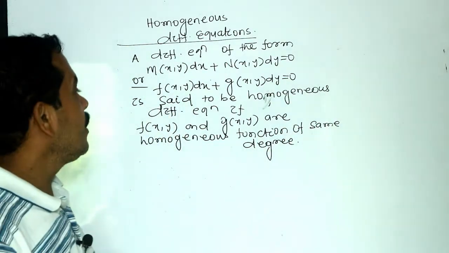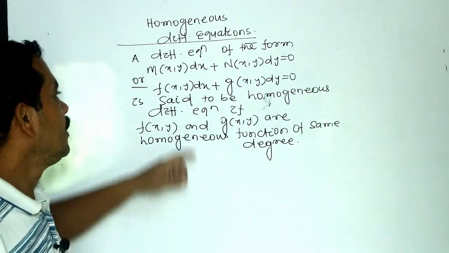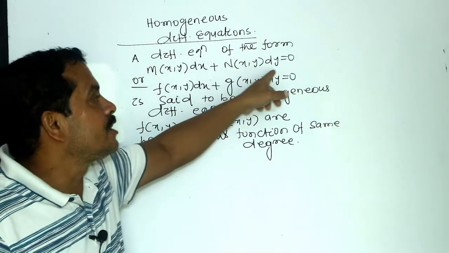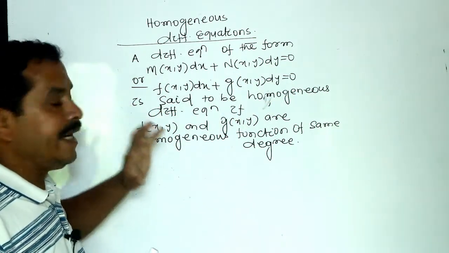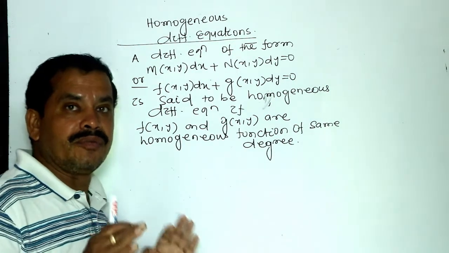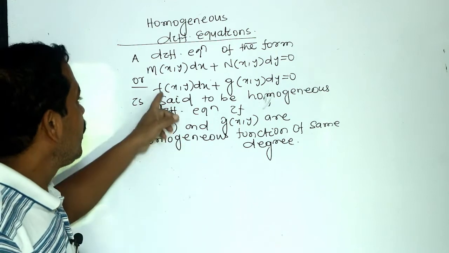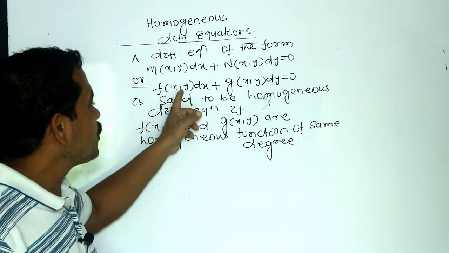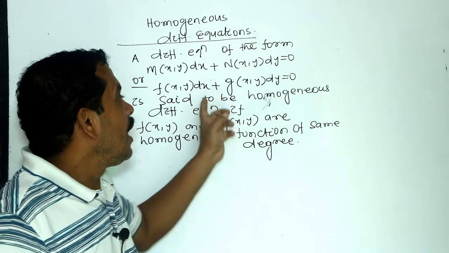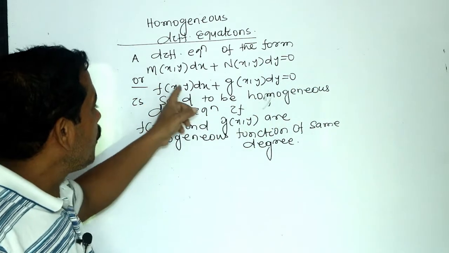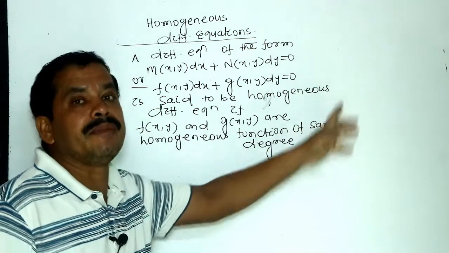Which equation is said to be a homogeneous differential equation? If the differential equation is of this form, then we can identify whether it is homogeneous or not. Then we have to check whether the functions f(x,y) dx + g(x,y) dy are homogeneous, that is, f(x,y) and g(x,y) are homogeneous functions of the same degree.